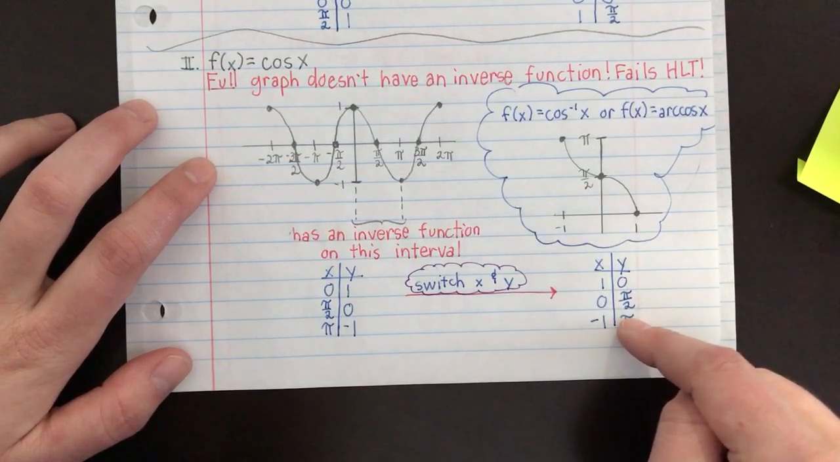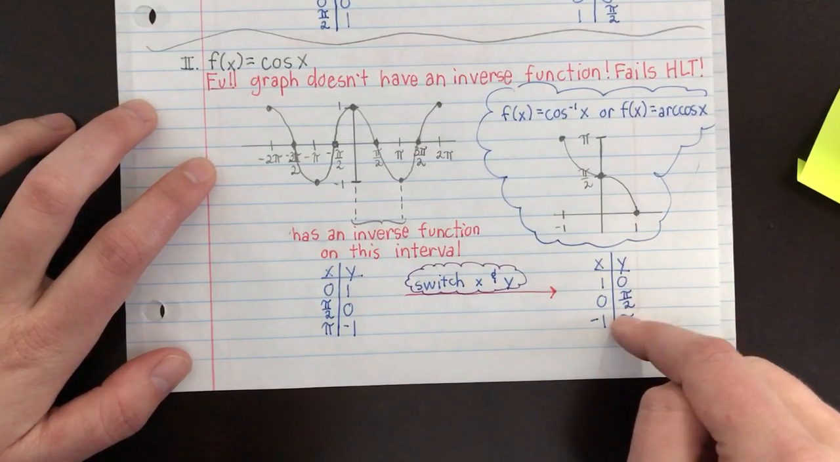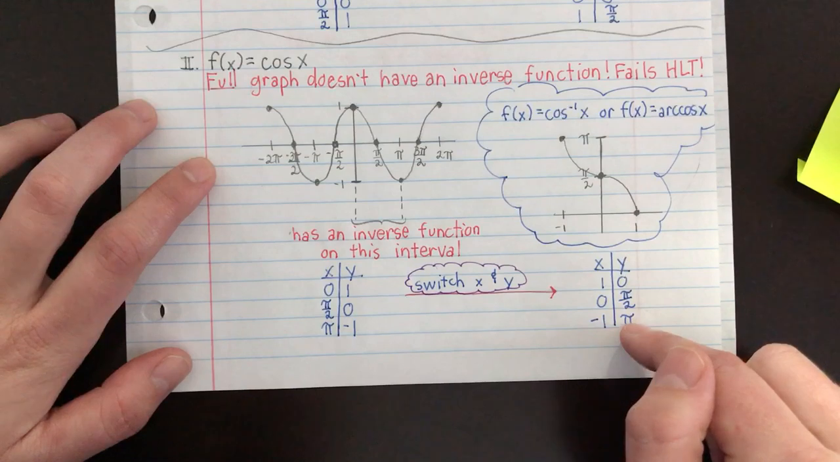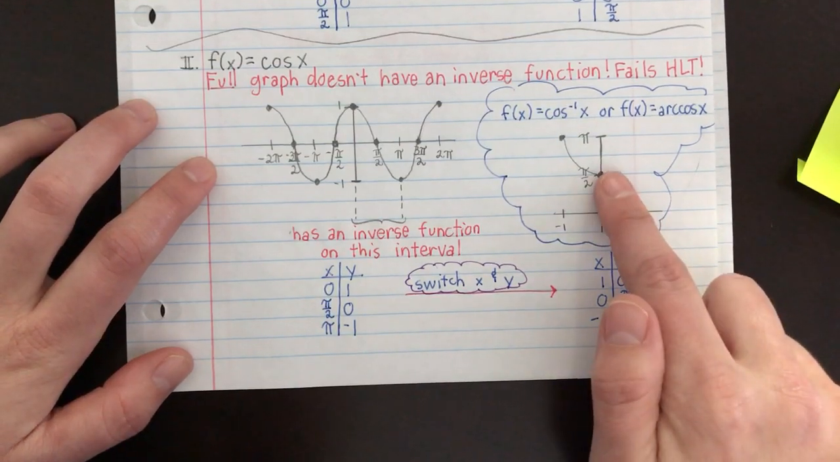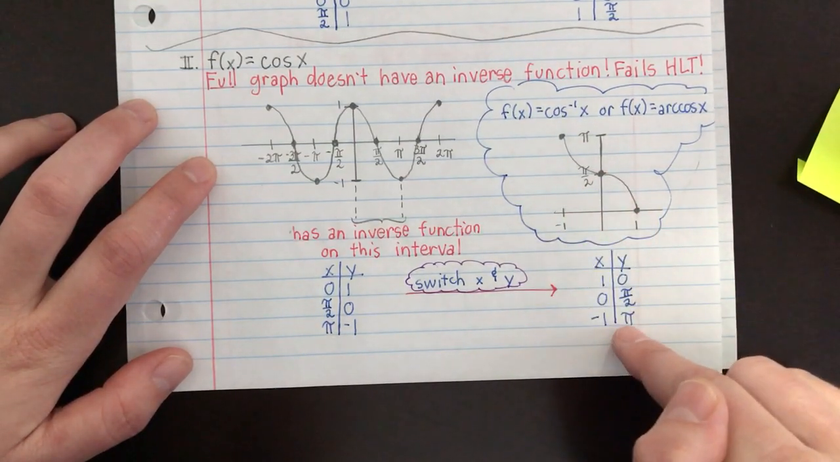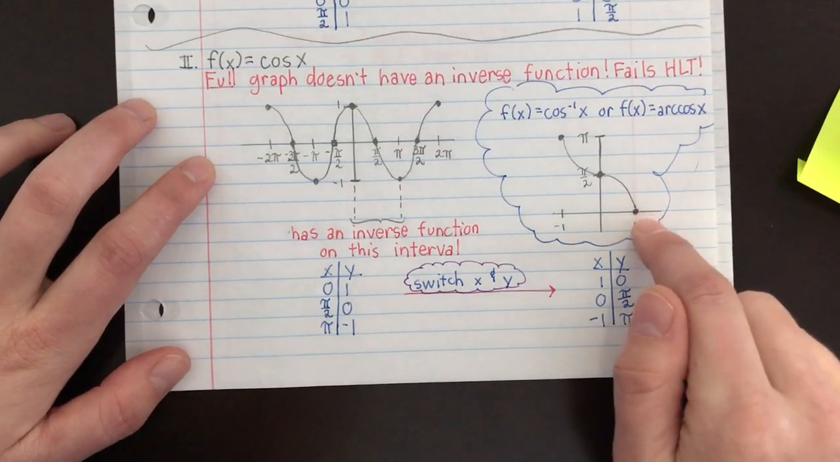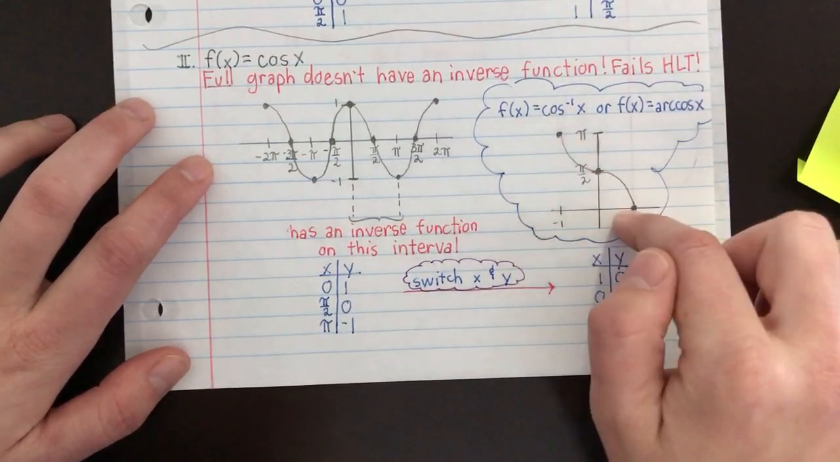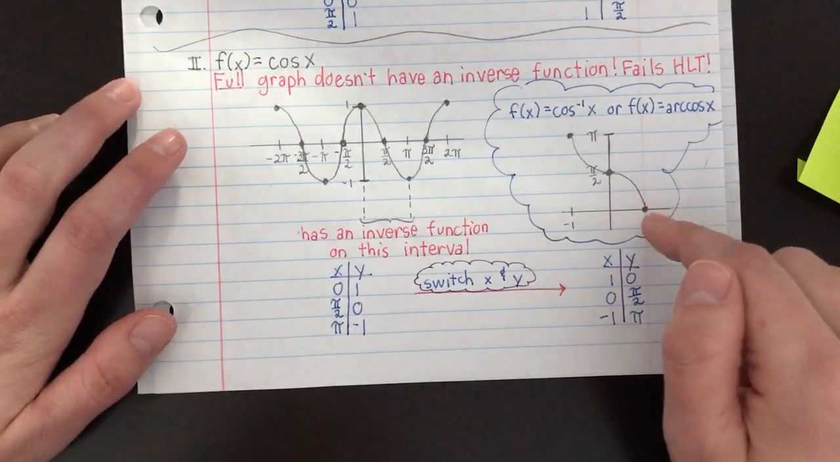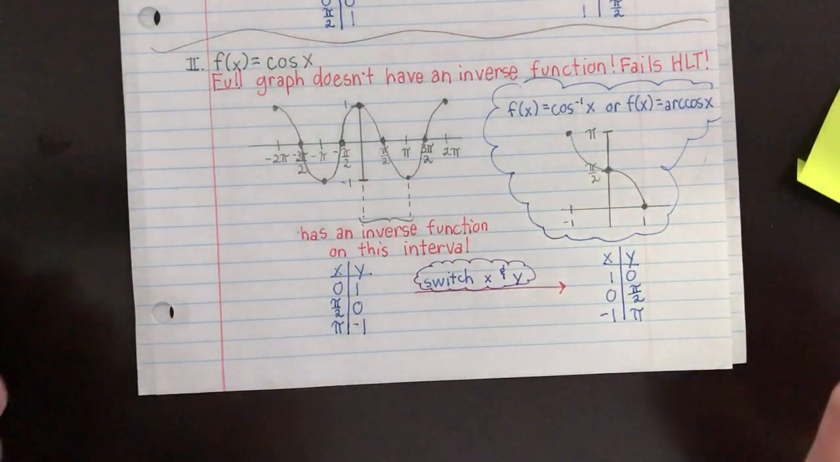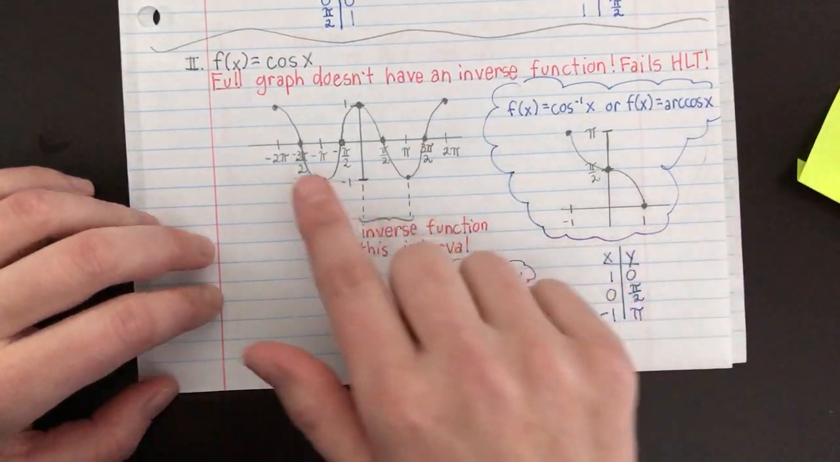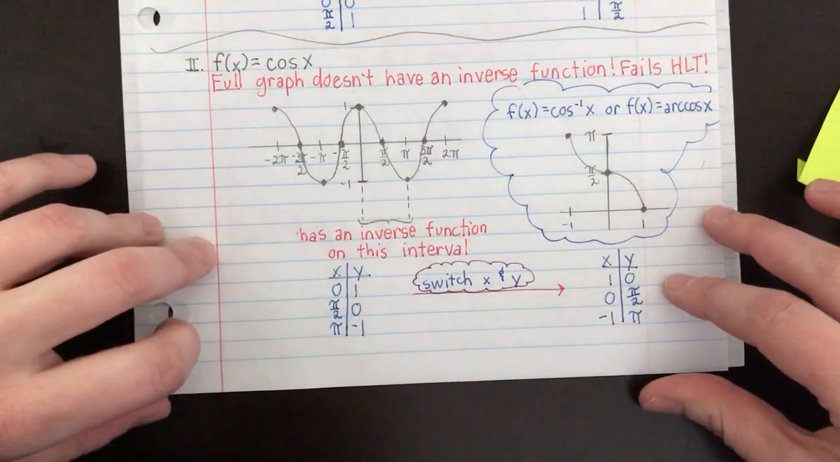And if we plot these points, of course, this is what we have. We have 1, 0, 0, pi over 2, and negative 1, pi. And again, pay attention closely. These are end points. They are closed circles. Okay, so I'll give you a second to copy and pause if you need to. Make sure you have everything labeled.